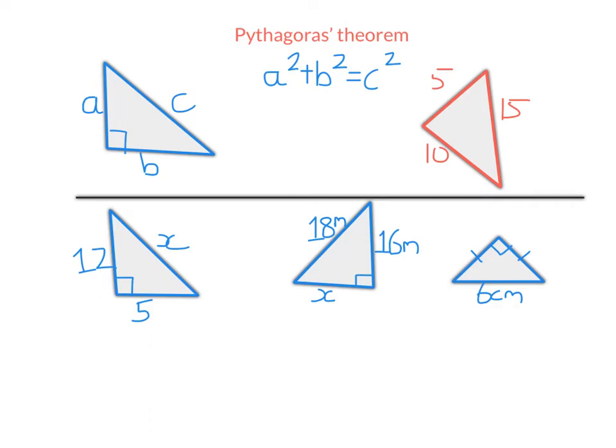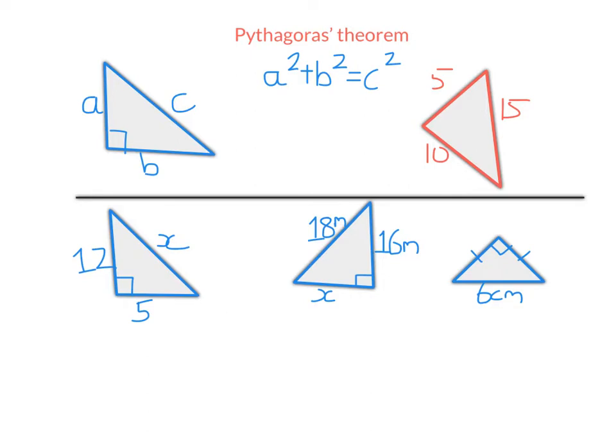So Pythagoras' theorem is used in right-angled triangles. We label the two shorter sides A and B. The longer side, called the hypotenuse, is always facing the right angle. So Pythagoras' theorem says that in any right-angled triangle, this length squared plus this length squared equals that length squared.